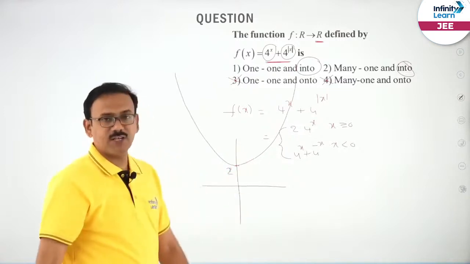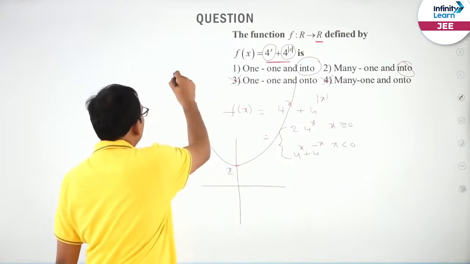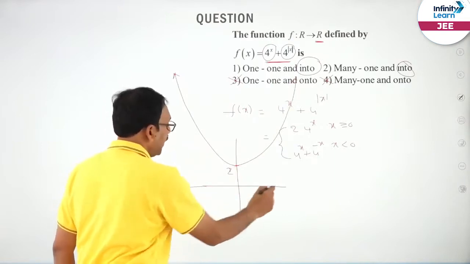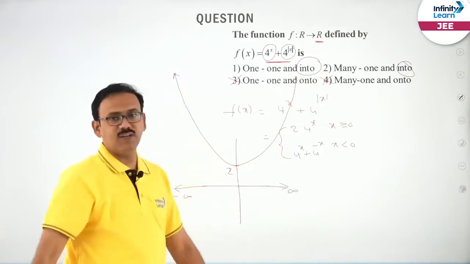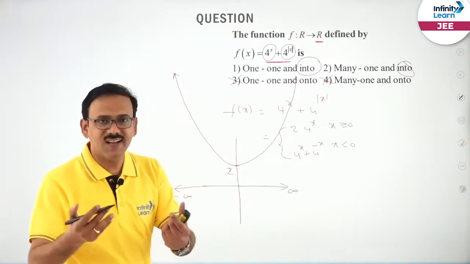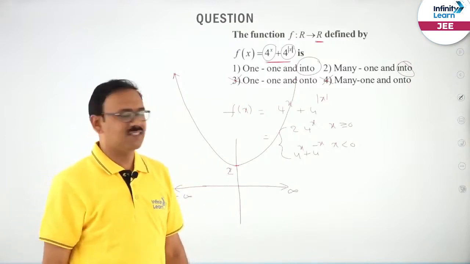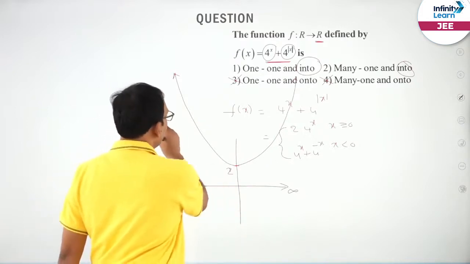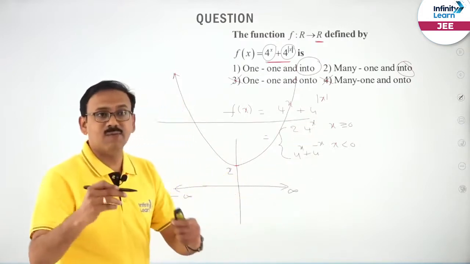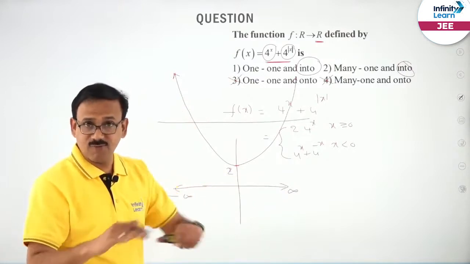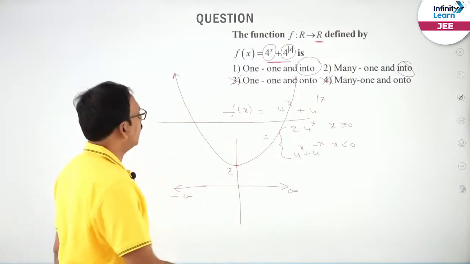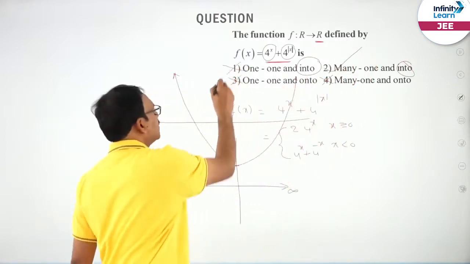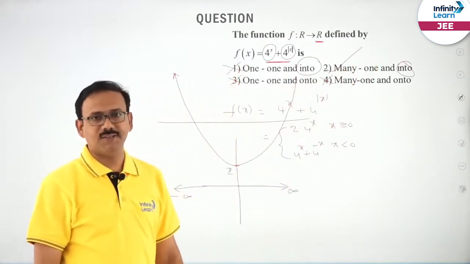May not be a perfect parabola, but it has to go to infinity as x extends to minus infinity and infinity as x extends to infinity. From the graph you can clearly say that, friends, the function is not going to be 1-1, because if any horizontal line cuts the curve at more than one point, it is not 1-1, right. So, this is many-1 and into, option 2 is the right answer, 1 is the wrong answer.